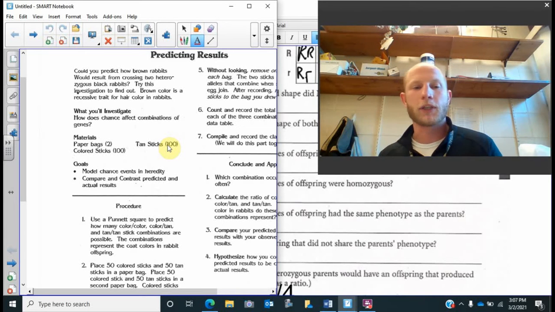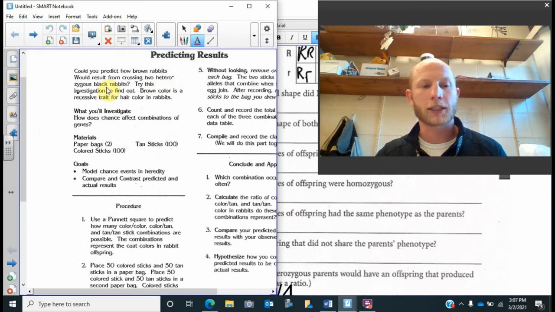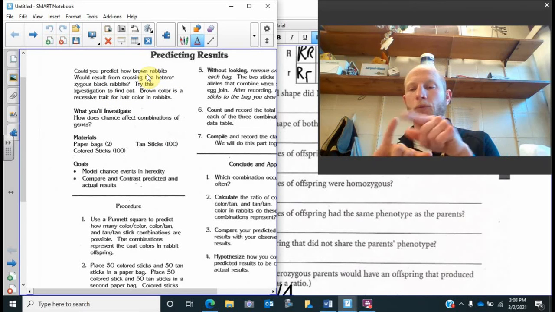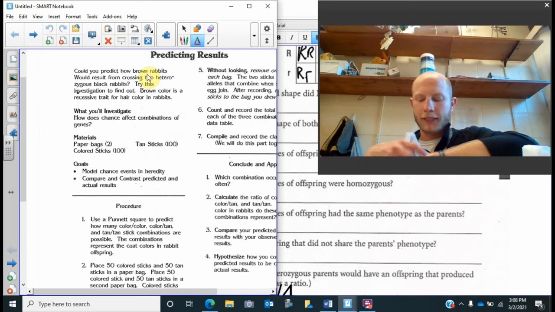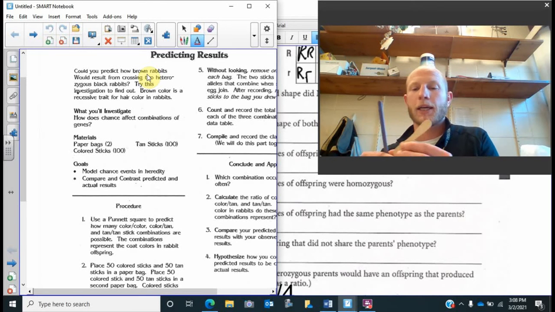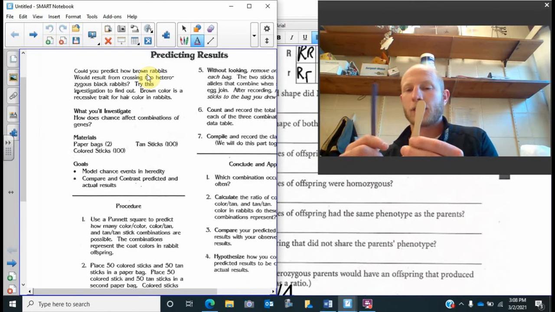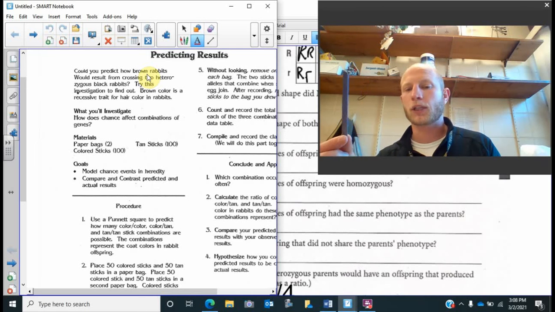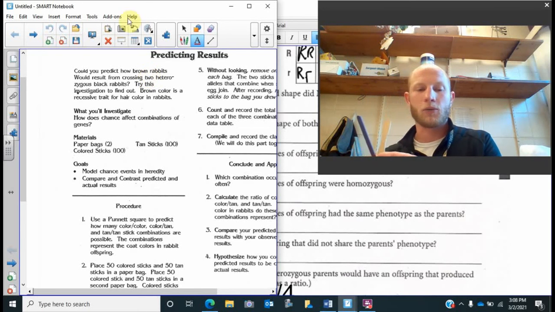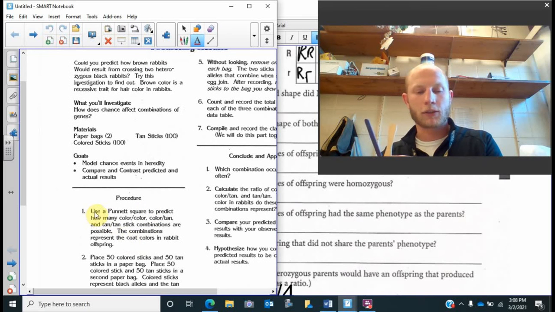Well, you guys look here, it says 2 heterozygous black rabbits. So heterozygous, that means they have 2 alleles, right? But one's dominant, one's recessive. Well, in this activity, we have a dominant and we have a recessive. So this is what the parent looks like. It has the dominant allele, which is the colored stick, and the recessive allele, which is the tan stick. How do we know this? So down here, we start looking at this.